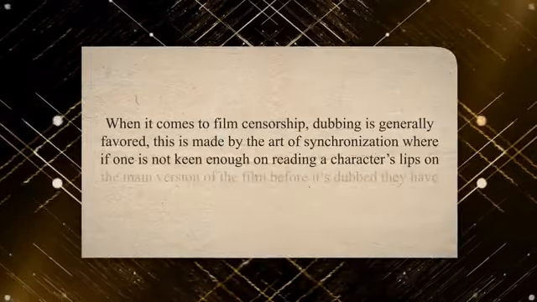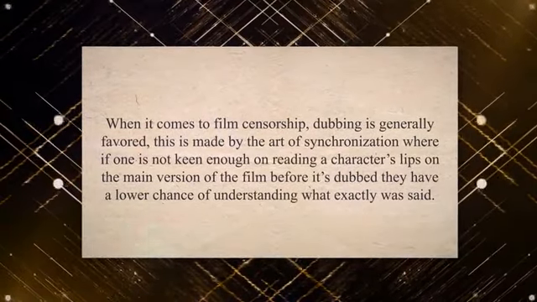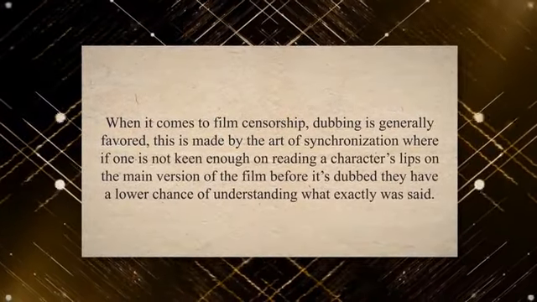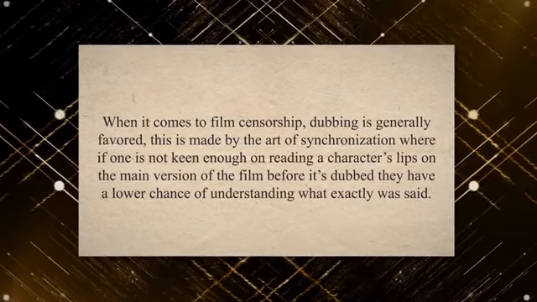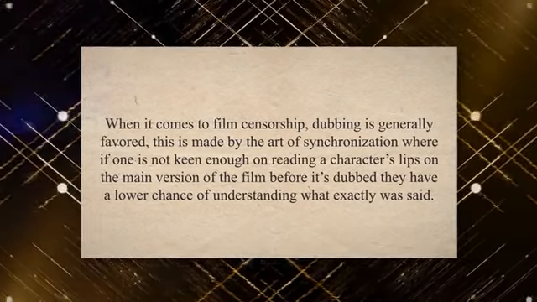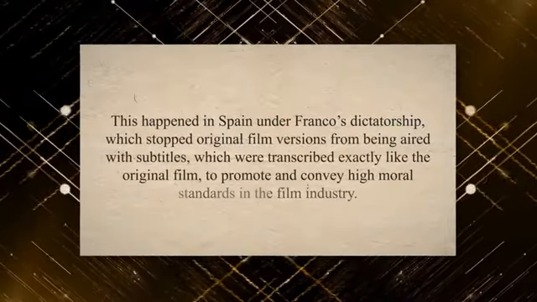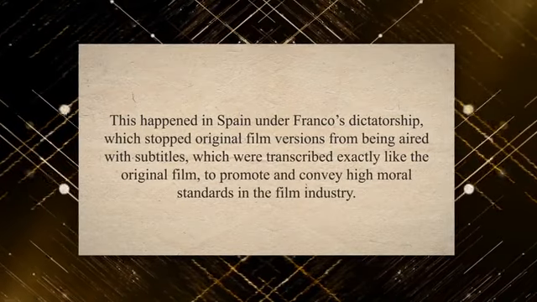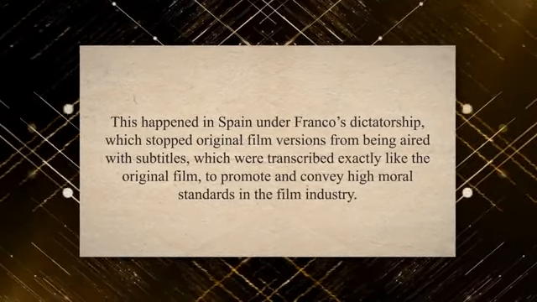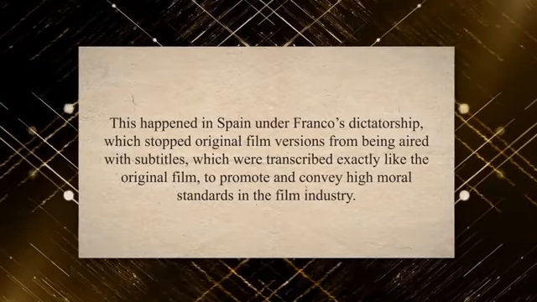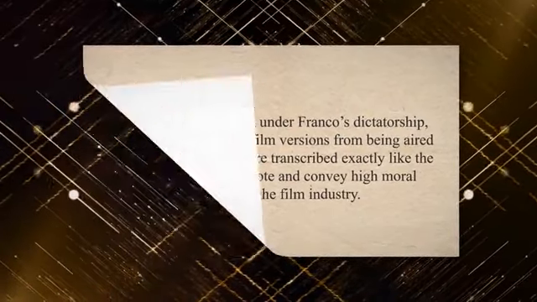When it comes to film censorship, dubbing is generally favored. This is made possible by the art of synchronization, where if one is not keen enough on reading a character's lips on the main version of the film before it's dubbed, they have a lower chance of understanding what exactly was said. This happened in Spain under Franco's dictatorship, which stopped original film versions from being aired with subtitles, which were transcribed exactly like the original film, to promote and convey high moral standards in the film industry.